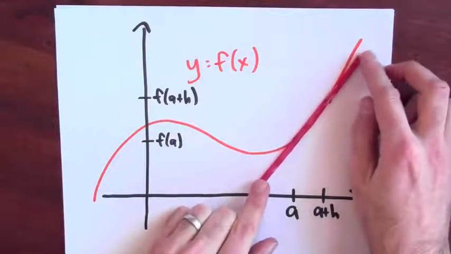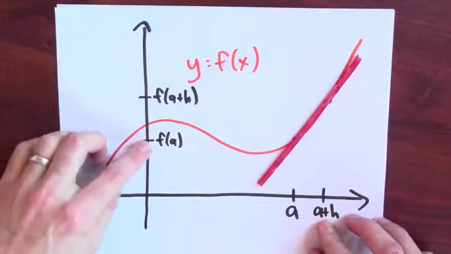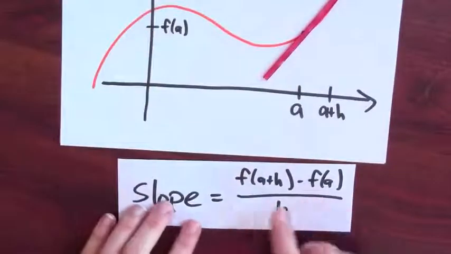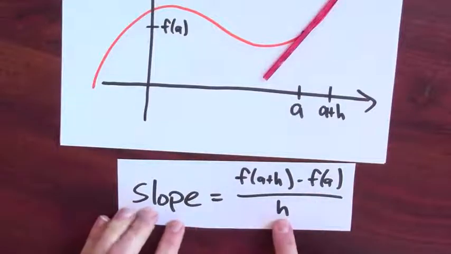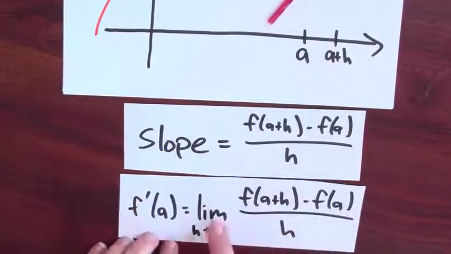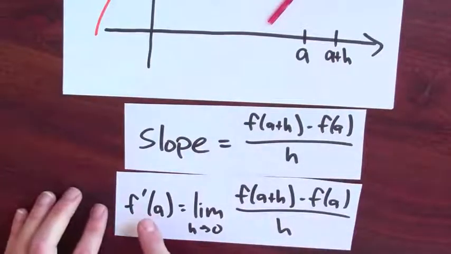Okay, so what's the slope of this secant line? Well, the rise is f of A plus h minus f of A. The run is h. So the slope of that secant line is this, f of A plus h minus f of A divided by h. Now if I take the limit as h goes to 0, I get this: the limit as h goes to 0 of this slope. We've seen this. This is the derivative of the function at the point A.